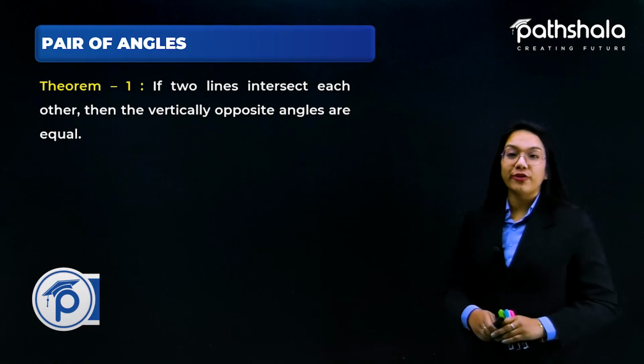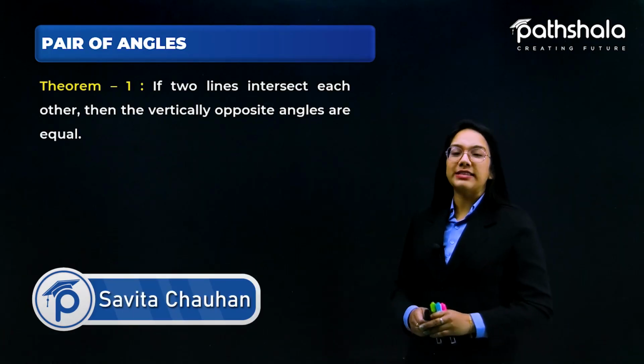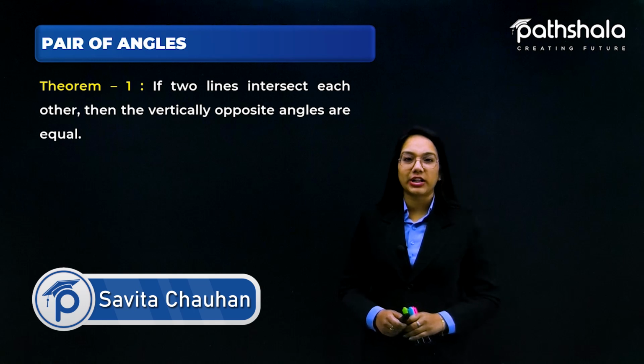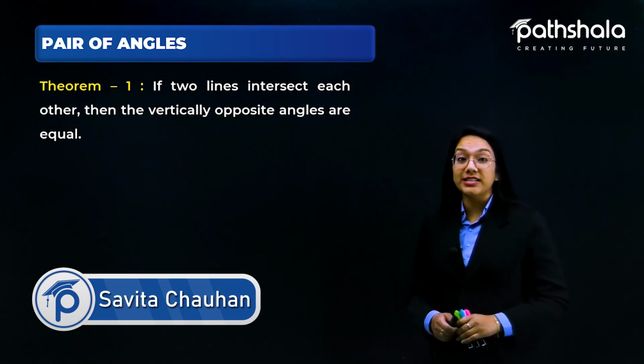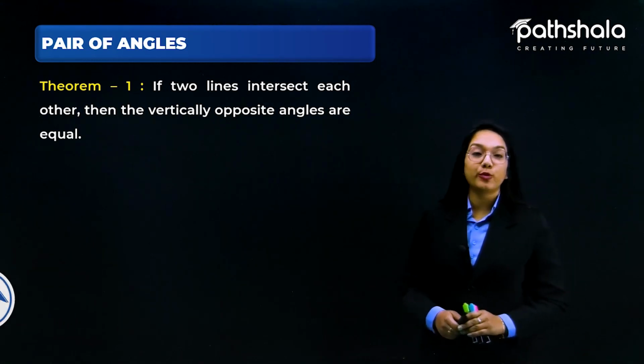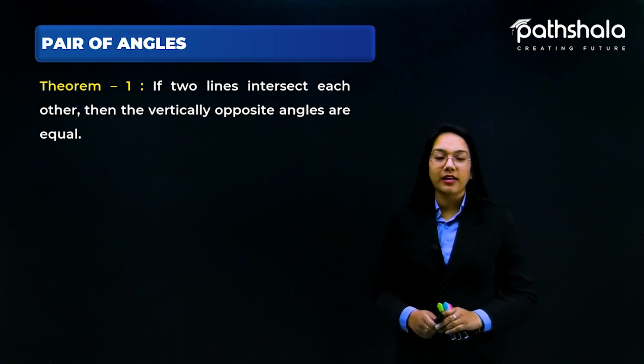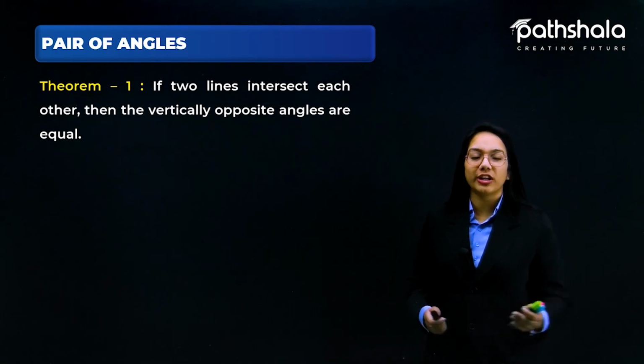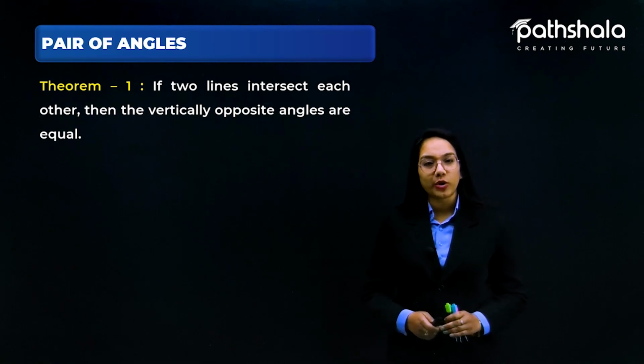Now let's just move on further with the theorem. Theorem number 1 says that if two lines intersect each other, then the vertically opposite angles are equal. We have to prove that the vertically opposite angles are equal. So let us suppose I'm just talking about the given condition. We all know about the vertically opposite angle.